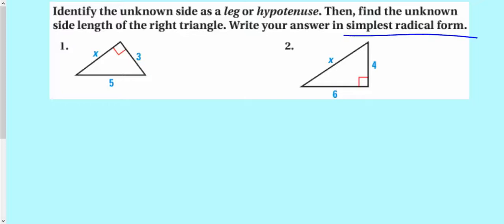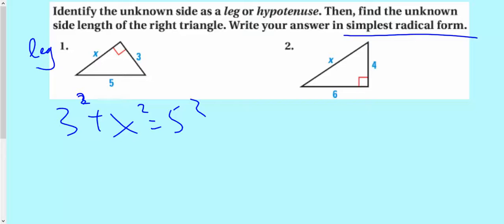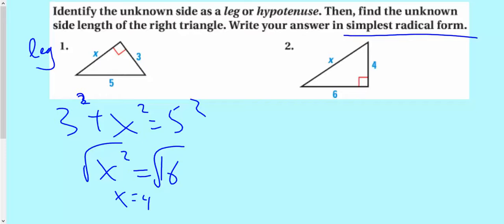So I've taught you guys how to do that in the beginning of the year when we worked on those algebra skills. Here we're looking for the leg. So 3 squared plus x squared equals 5 squared. So 9 plus x squared equals 25. If I subtract the 9 from both sides, I get 16. 16 is a perfect square, so we get x equals 4.